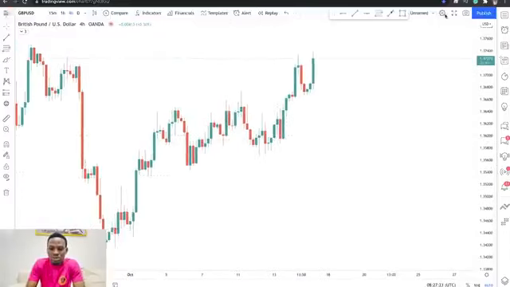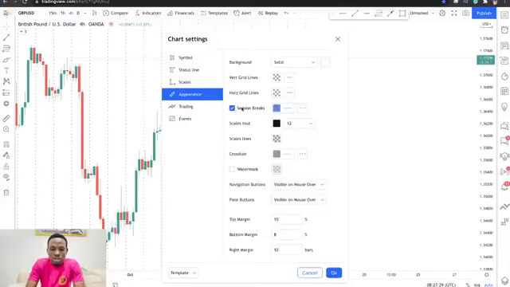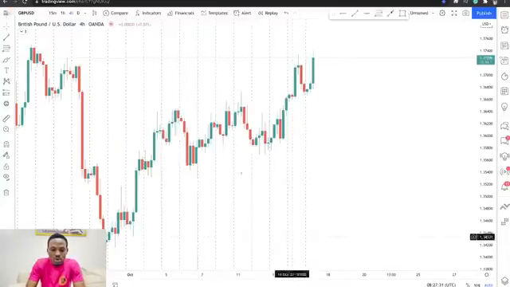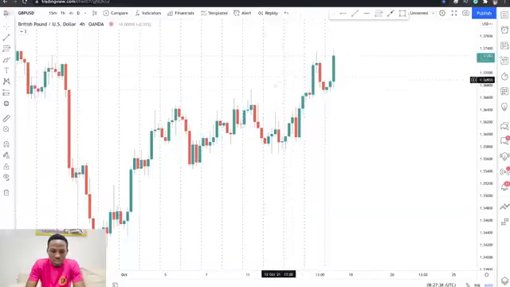To do that, I have to go to settings in TradingView, click this icon, come to appearance, and toggle on the session breaks button, so these grid lines are going to appear here. Today is Friday as of the time of making this video. So this is Friday, this is Thursday, this is Wednesday, this is Tuesday, and this is Monday.